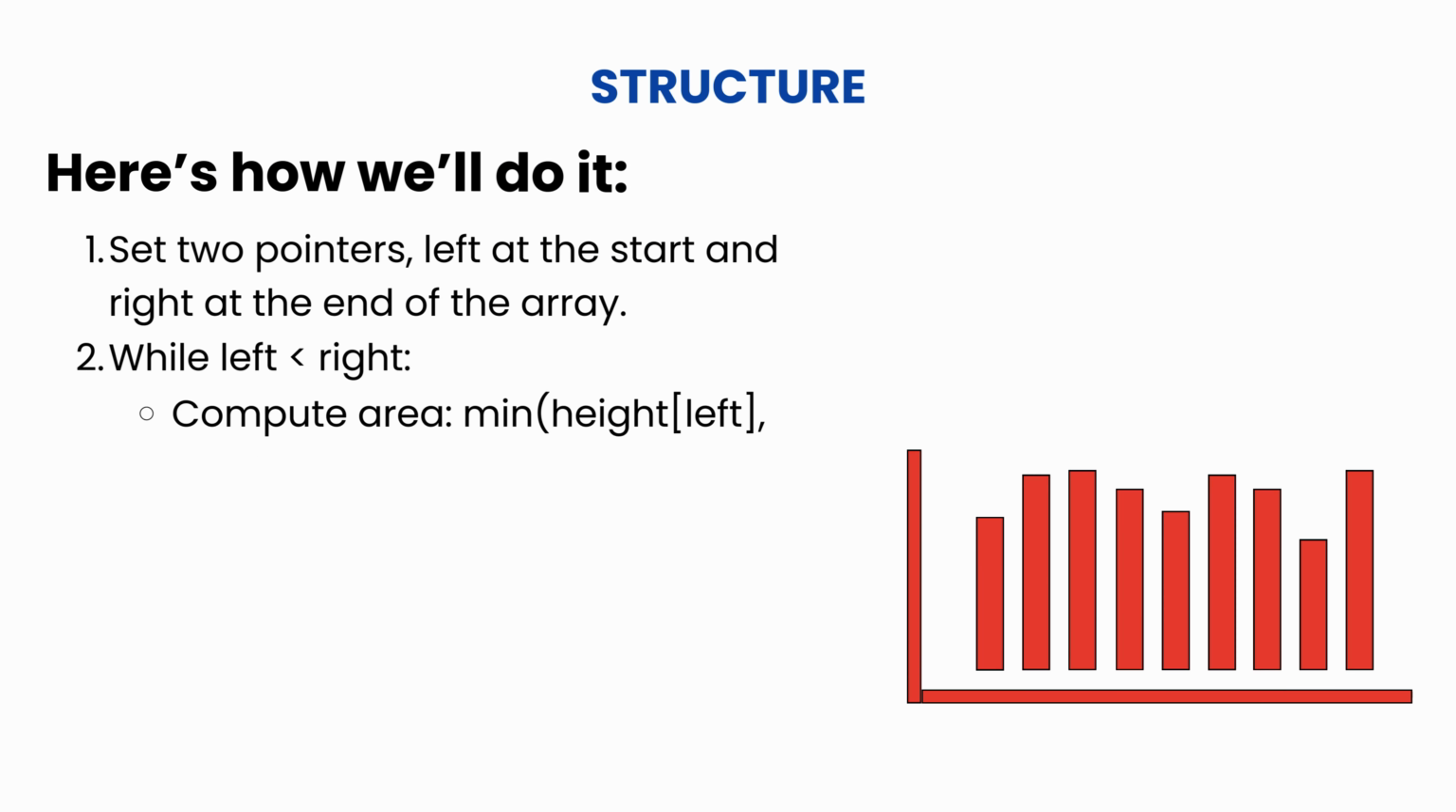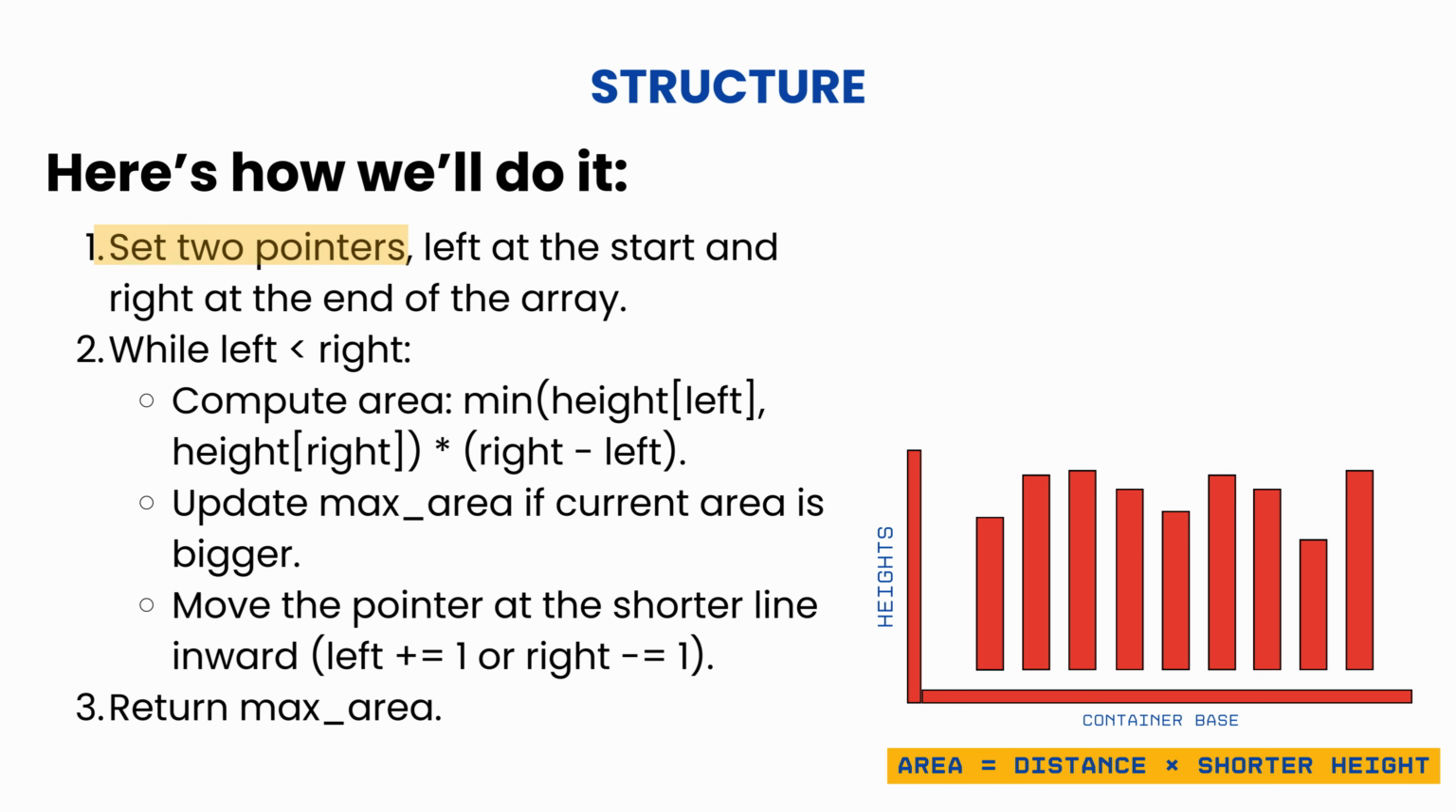Here's the structure of our solution. Set two pointers, left at the start and right at the end of the array. While left is less than right, do the following. Calculate the area using this formula: the minimum of height at left and height at right, multiplied by the distance between them, which is right minus left. If this area is greater than the current maximum area, update the maximum.